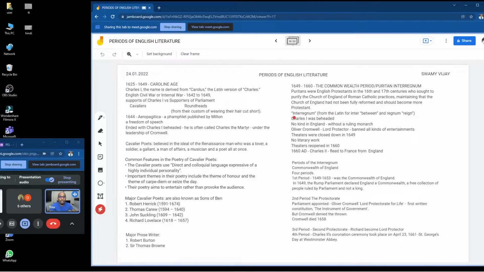Now let us understand what this interregnum is. Interregnum is also from a Latin word. It means in between. That means after Charles the First was beheaded and until the next king who came and became King of England, from 1649 to 1660, there was no ruler, no monarch, no king in England. It may be a little difficult to understand for us Indians that there was no king for a certain period of time in England. Yes, of course, and that period is known as the Commonwealth period, or the Puritan interregnum.